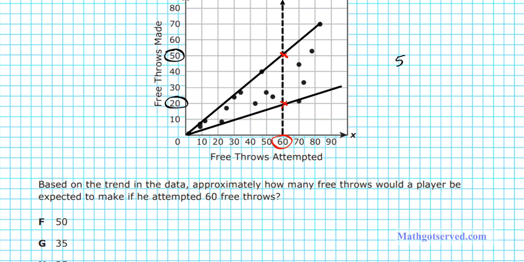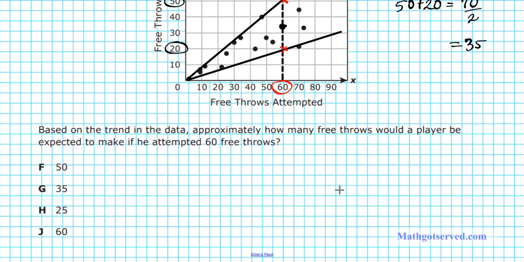So we're going to do 50 plus 20, that's 70. When you divide that by 2, you get 35. So that's a safe guess, right? Somewhere right there in the center. So that's another way of doing it. You can use your line of best fit, or you can create your boundaries and find the midpoint, and that should give you a good estimate for your expected output. So the answer for number 2 is option letter G.